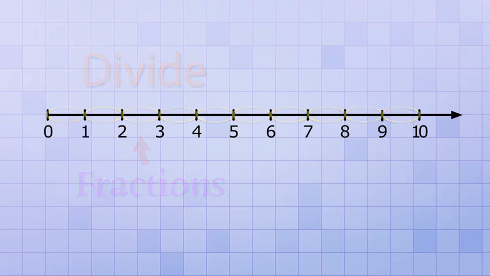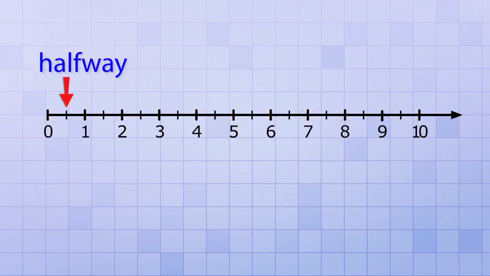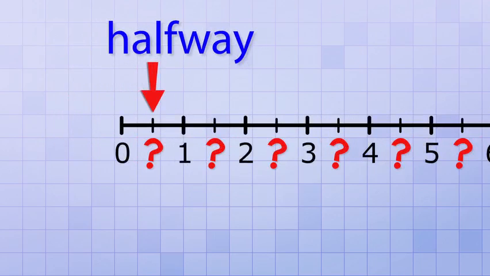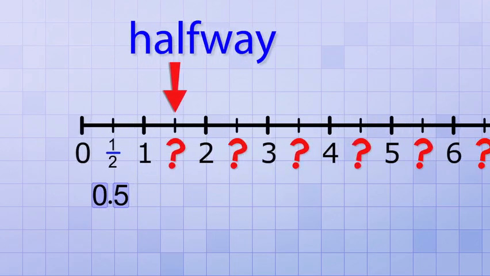For example, what if we put an extra mark exactly halfway between each of the marks that we already have? What would these new marks represent? Well, the first one is pretty easy. It's halfway between 0 and 1, so it represents the number 1/2, which happens to be the same amount as the decimal 0.5.